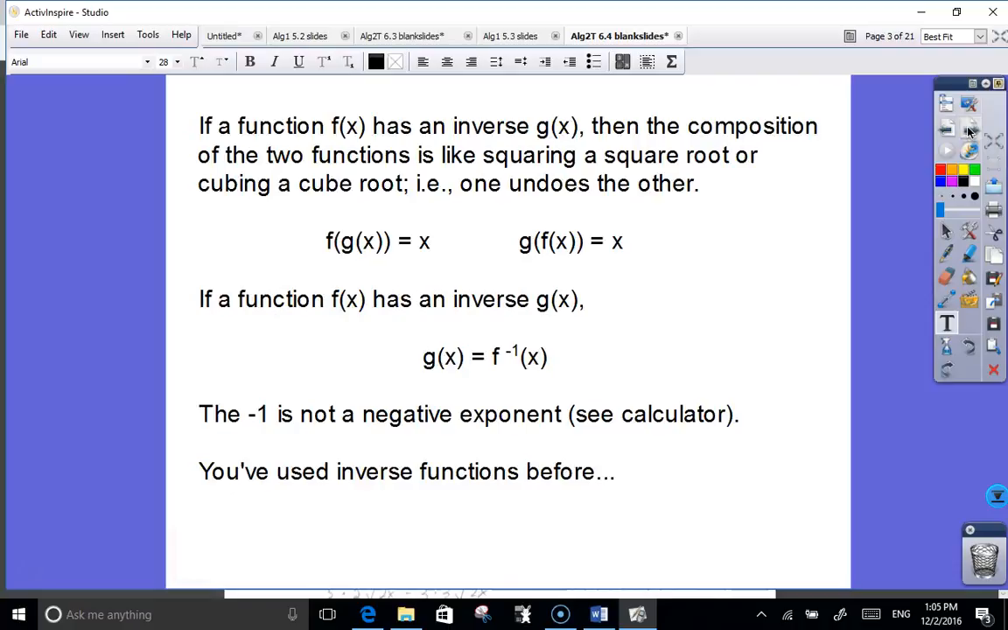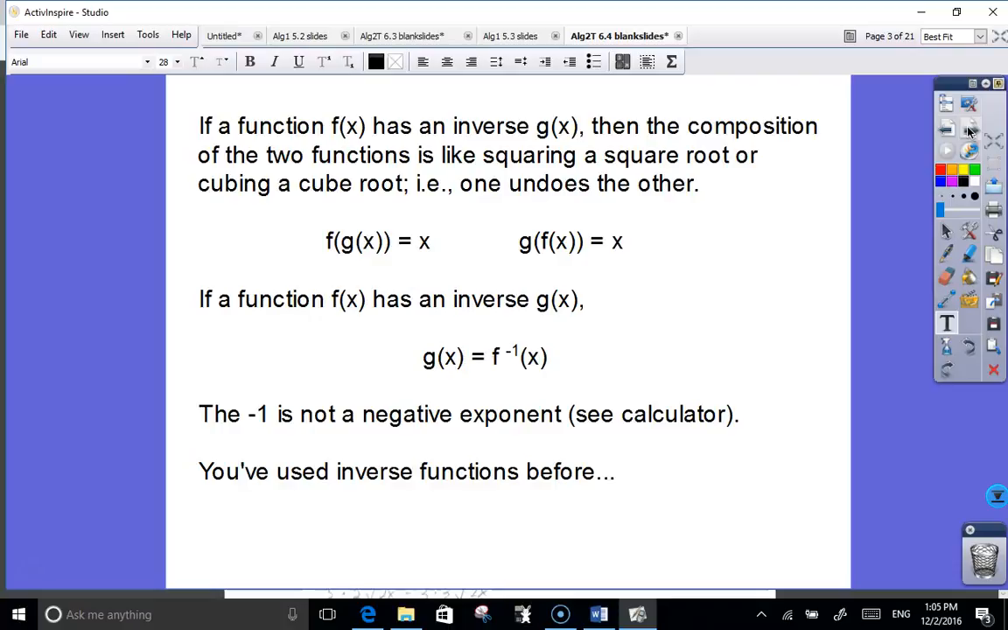So if a function has an inverse, and they don't all have inverses, and we'll talk about when they do and when they don't, but if they have an inverse, then if you take the composition of the function and its inverse, they cancel each other out. So if f of x and g of x are inverses of each other, then f of g of x equals x. And g of f of x, flip the order, it's still, everything will cancel, and all you're left with is x. All you're left with is whatever's in parentheses.